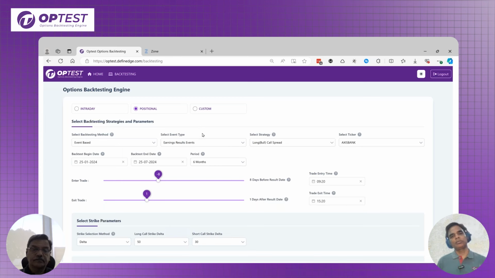So I will also show how those results look. So coming to event-based results, in earnings results, earlier we used to have two different ones. One is pre-earnings results and the other is post-earnings results.